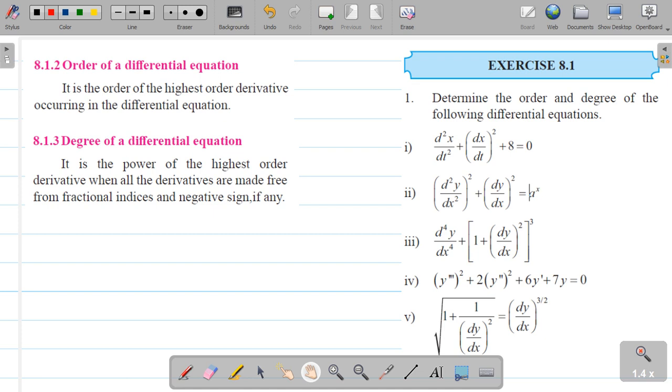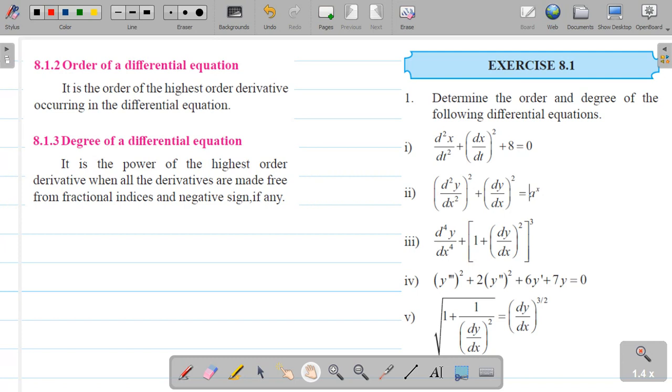Dear students, in our last lecture from the topic differential equation, we have studied the concept of differential equation, the definition of differential equation, and also how to find the order of a differential equation and degree of a differential equation. So let us revise the concept of order of a differential equation.